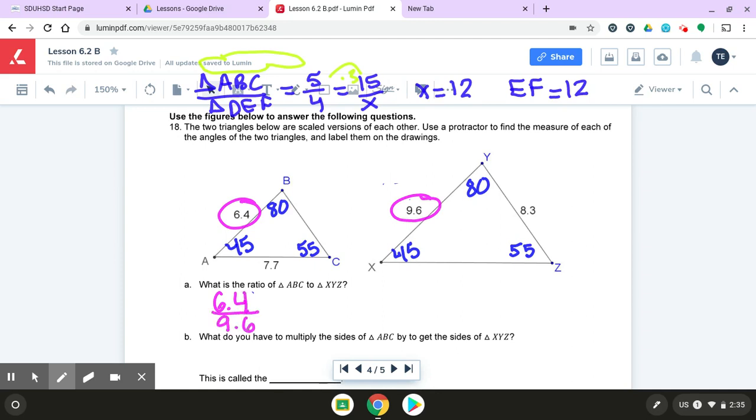We can't have decimals in my ratios. So I'm going to multiply the top and bottom by 10. That's 64 over 96. That's definitely not reduced. They are both factors of 32. So I'm reducing them. That gives me 2/3.